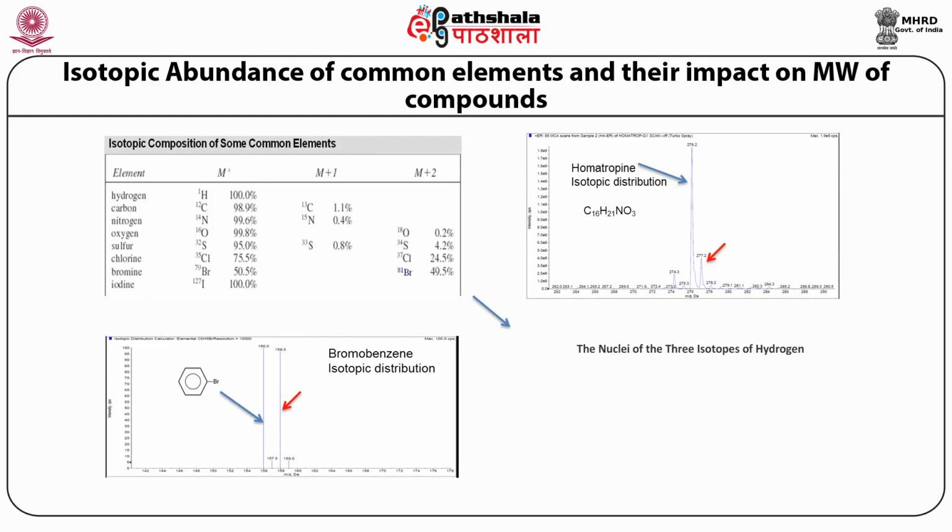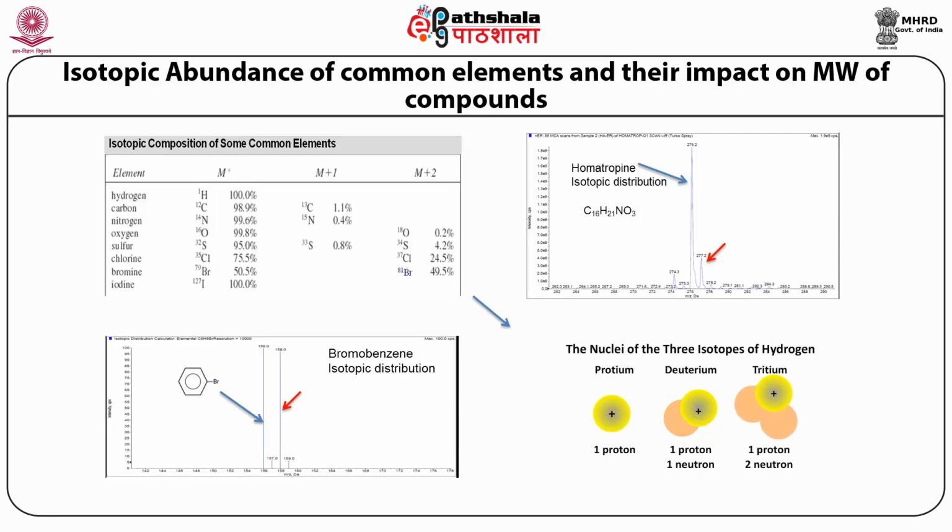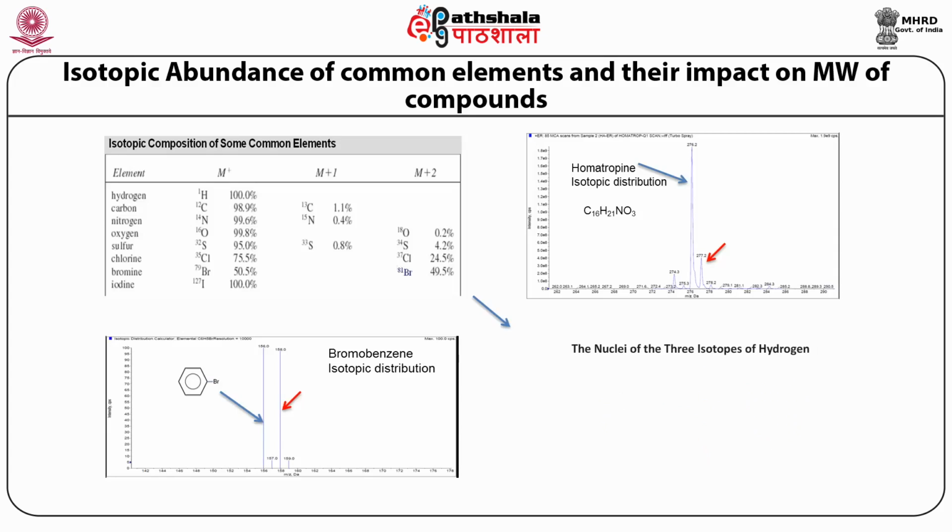Now here I am trying to explain how the resolution of the mass spectrometer is very important. Here, isotopic abundance: we all know about isotopes, the same element existing with different molecular weights but the same atomic number. Here you see hydrogen having 1 proton, deuterium having 1 proton and 1 neutron, and tritium having 1 proton and 2 neutrons. The molecular weight continuously increases across the isotopes of hydrogen.